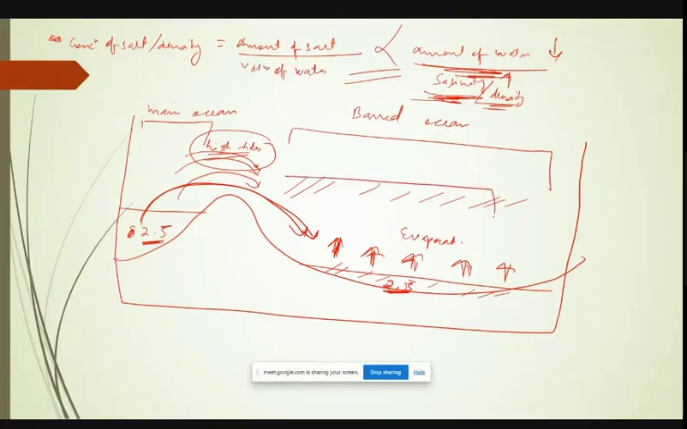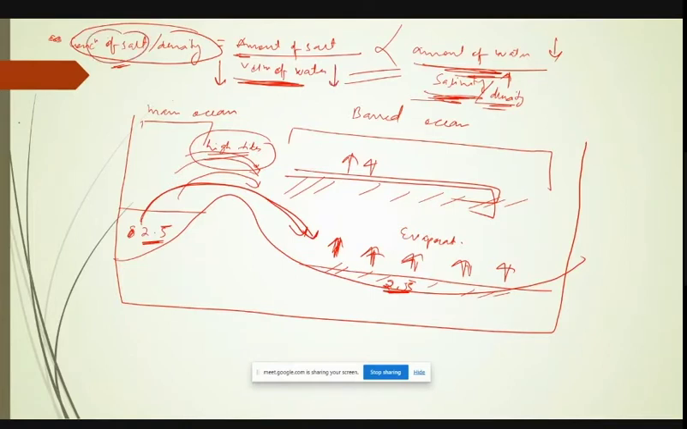The amount of salt in this barrier ocean region is constant. Salt is going nowhere. Salt cannot evaporate. The amount of salt will remain the same, but the volume of water is decreasing. So in total, the concentration of salt will increase, because if the denominator is decreasing, the result will increase. If the denominator is increasing, the result will decrease. If the numerator is increasing, the result will increase. And if the numerator is decreasing, the result will decrease. So the concentration or salinity or density of the water goes up due to evaporation.